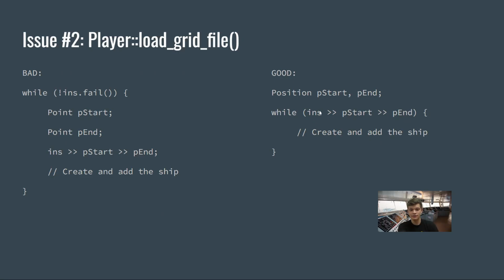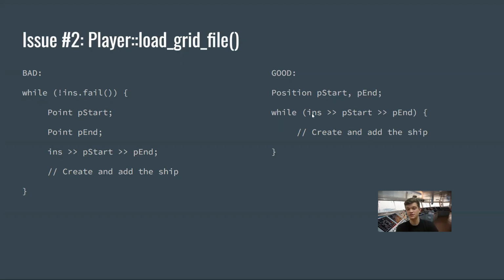The stream itself is going to tell us whether or not it's in a fail state. It's basically going to be not ins.fail. So if it's failed, then ins itself will evaluate to false. And if it's not failed, so if it's still okay, ins itself is going to evaluate to true. That's essentially what's going on here.